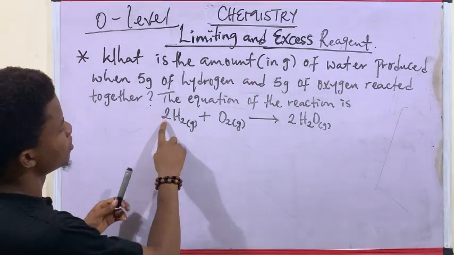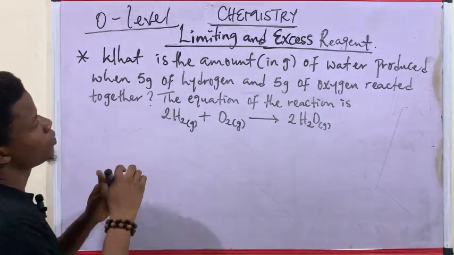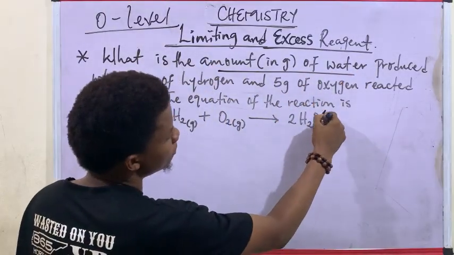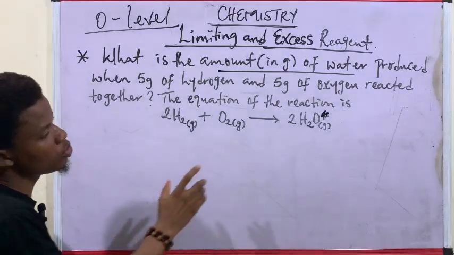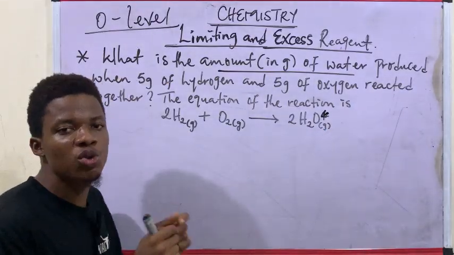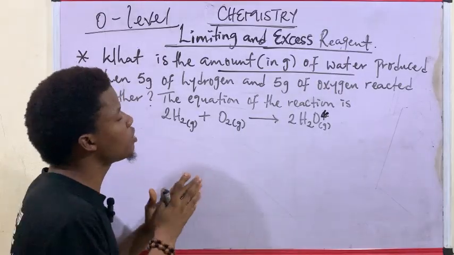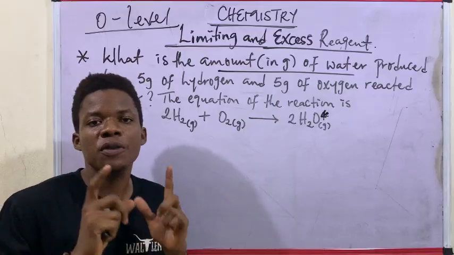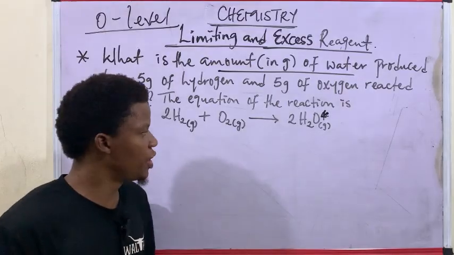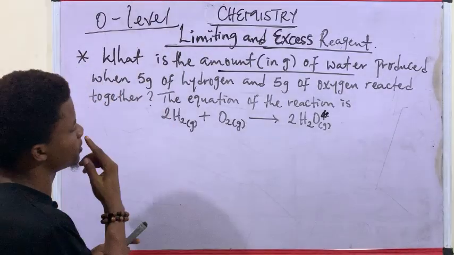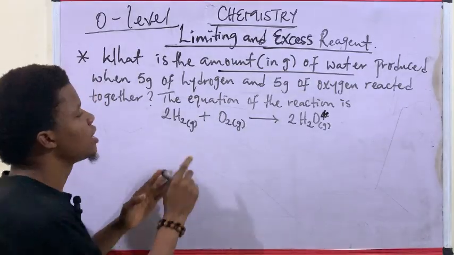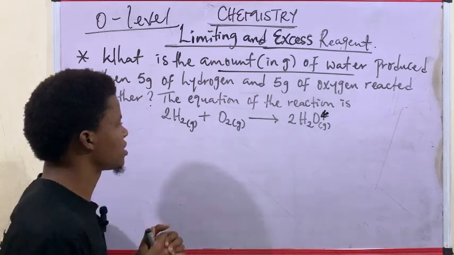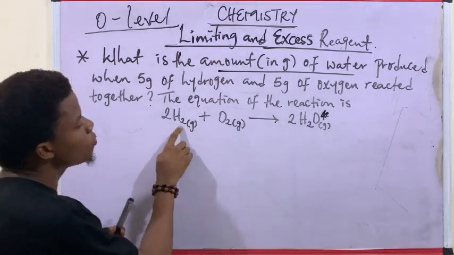First and foremost, we have to look for the amount in gram of water, so the mass of water produced. To know the mass of water produced, we need to know the limiting reagent. Now this is how we find out the limiting reagent. Remember, limiting or excess reagent can only be a reactant. So limiting and excess reagent, both of them are reactants. Now this is 2 mole of hydrogen.